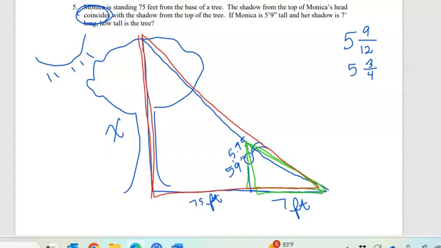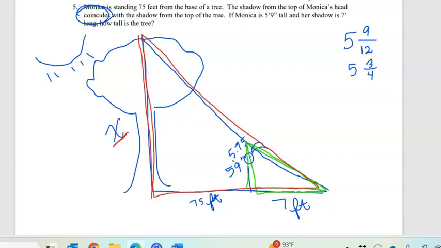So the problem told us that Monica here is 75 feet from the base of the tree. The shadow from the top of her head coincides, which means it's within the shadow from the top of the tree. If Monica is 5 feet 9 inches, which we converted to 5 75/100 of a foot, and her shadow is 7 feet, how tall is the tree, which is why I put the unknown variable x here by the height of the tree.